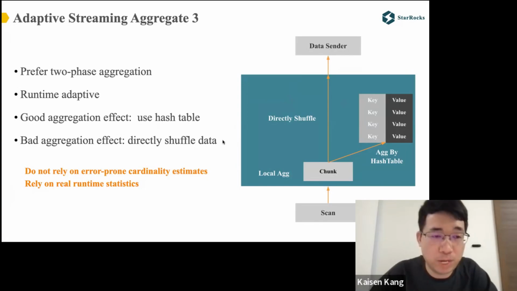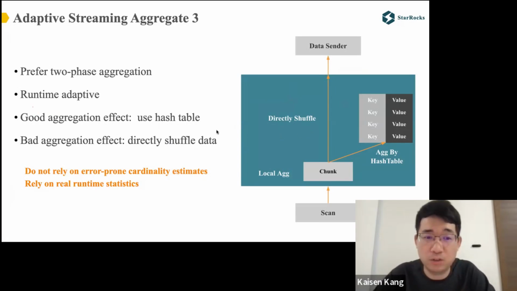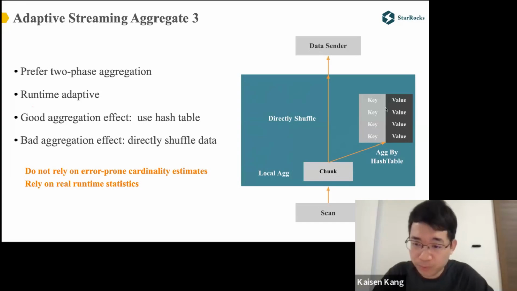By default we prefer the two-phase aggregation, and in the runtime, or real execution, for each batch of data, such as 1 million rows, we will check whether there is a great aggregation effect. Such as, if the input is 1 million rows and the hash table size is 1,000, we think this has a good aggregation effect, and we will still use a hash table. But if we found the hash table size is still 1 million, which means the hash aggregation is meaningless, we don't use the hash table, and we will directly shuffle the data.